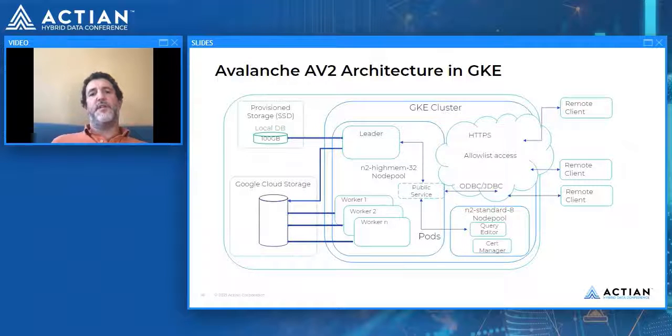Okay, so how have these changes affected the architectural view of the product for Avalanche 2.0? Well, it looks fairly similar to the architecture for 1.0. We still have the same allow list access over encrypted HTTPS channels. We still have ODBC, JDBC as we would expect.